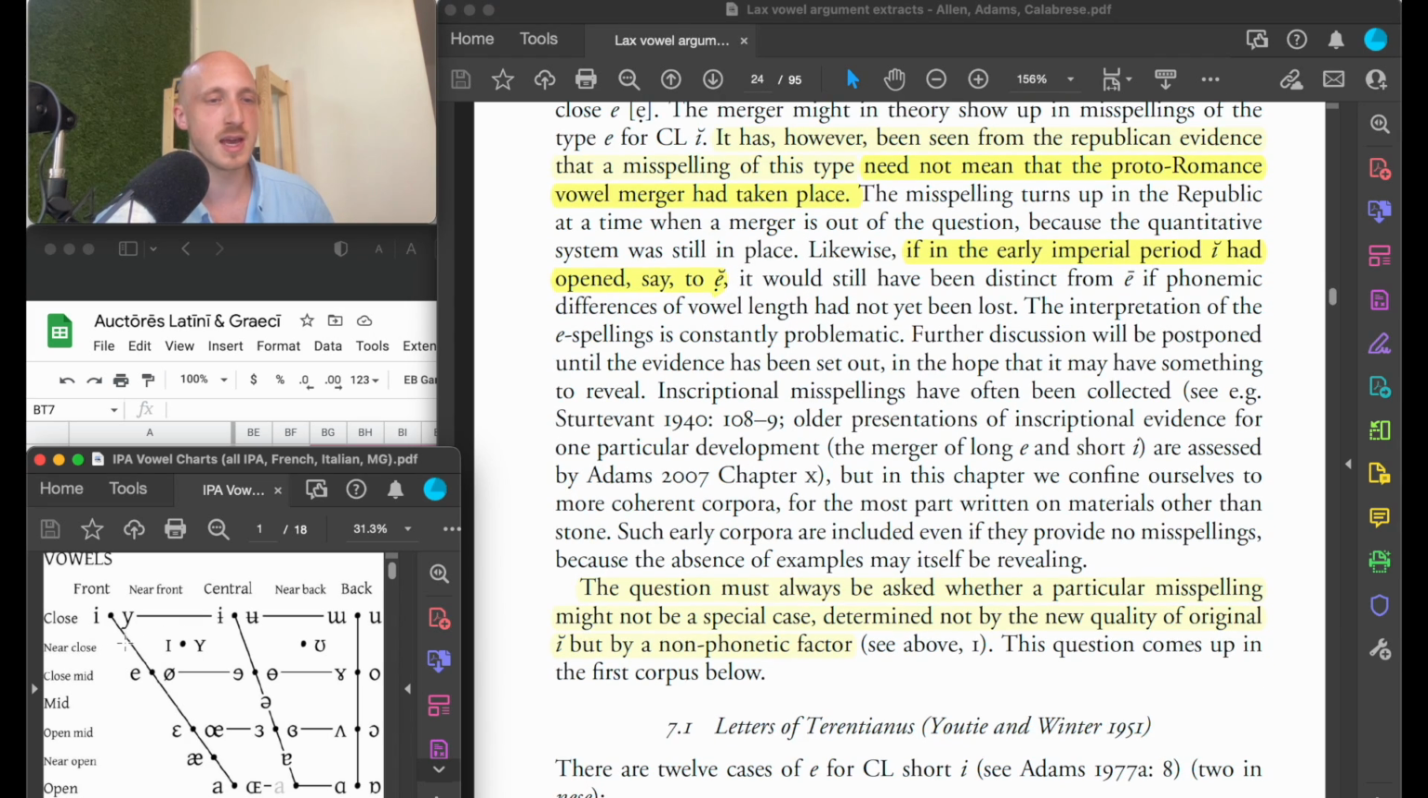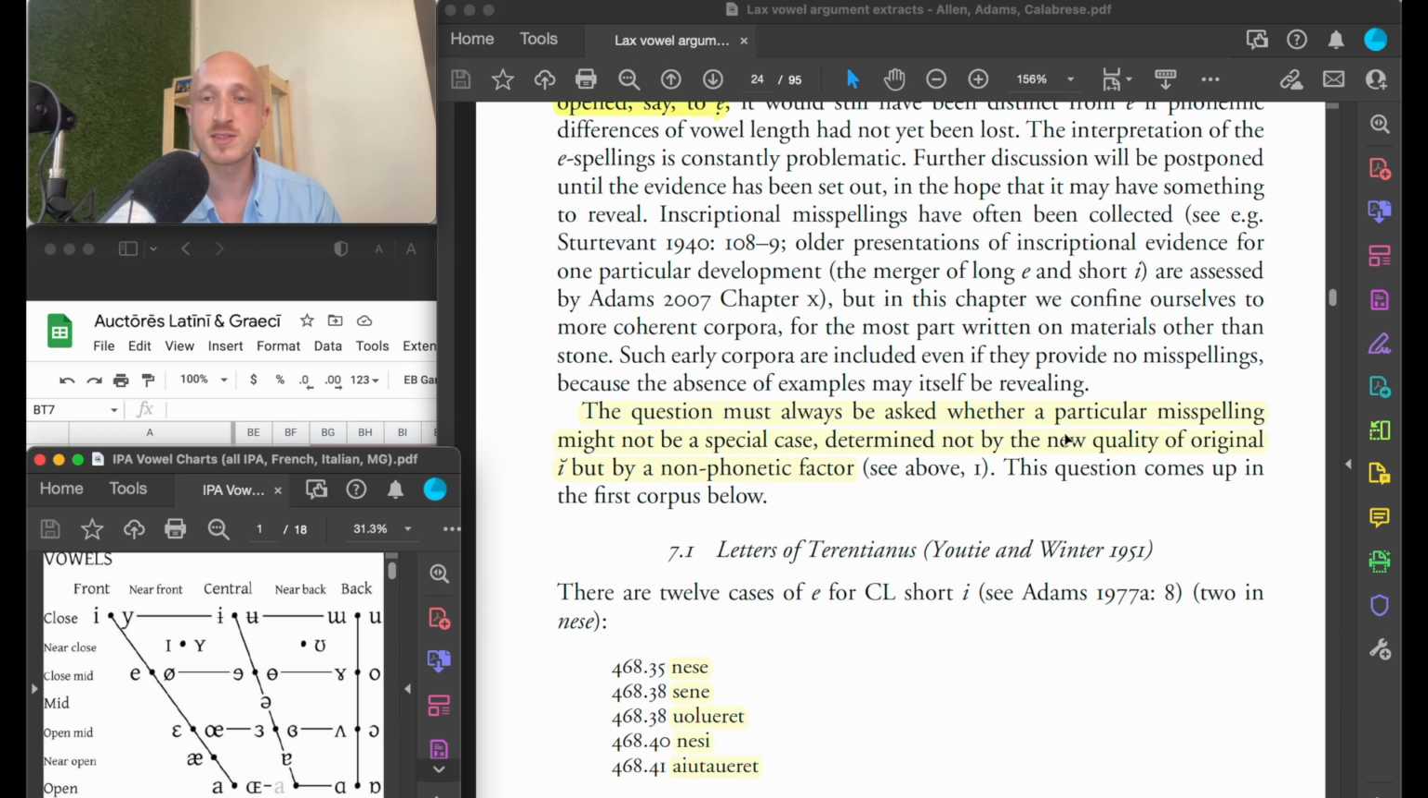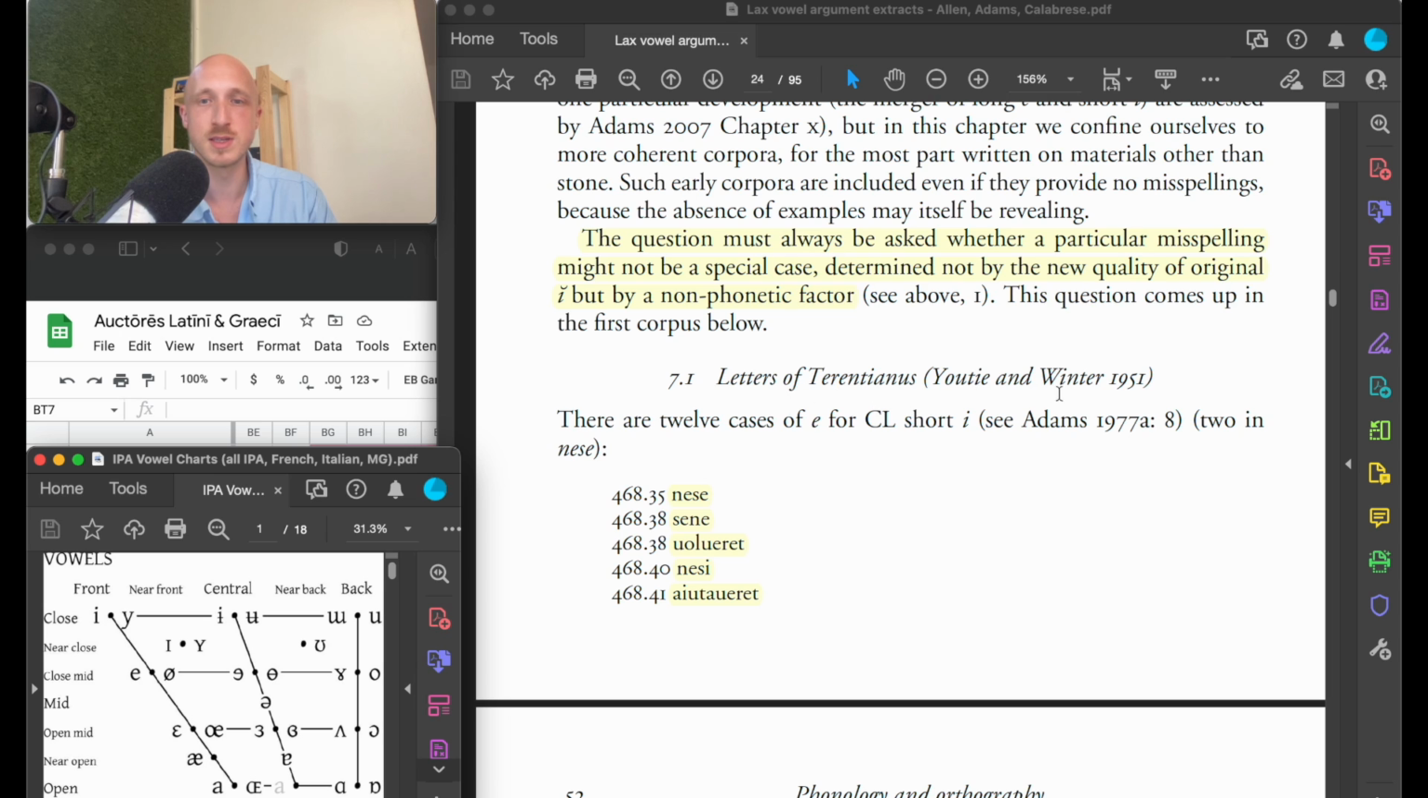Something that's more on this axis is just linguistically more reasonable. This is more characteristic of a stable vowel system, not one that's in a state of change. The question must always be asked whether a particular misspelling might not be a special case, determined not by the new quality of original E, but by a non-phonetic factor. Okay, so we see letters of Terentianus.